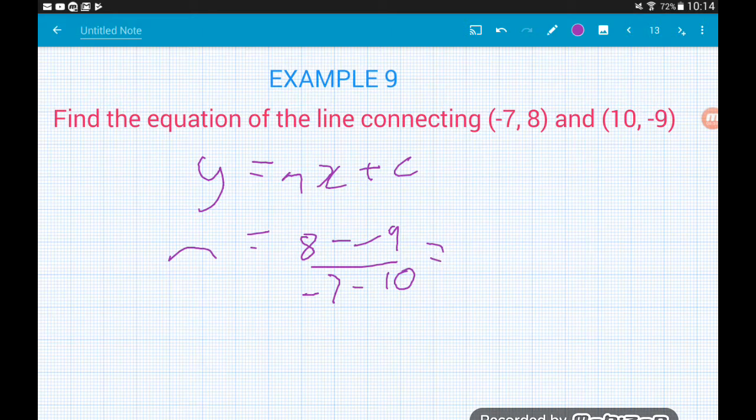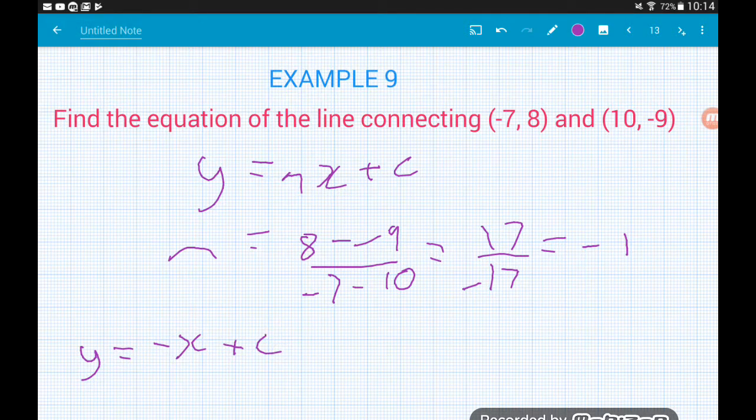So up on top, 8 minus 9 is going to give us positive 17, because we've got that double negative. And then on the bottom, minus 7 minus 10 is minus 17. So 17 divided by minus 17 is minus 1. So that tells us our equation is of the form y equals minus x plus c. Okay, so now we substitute in one of the sets of coordinates. So I'm going to use minus 7 and 8.